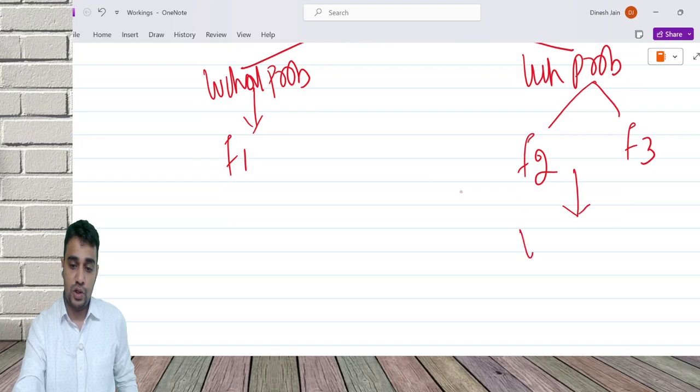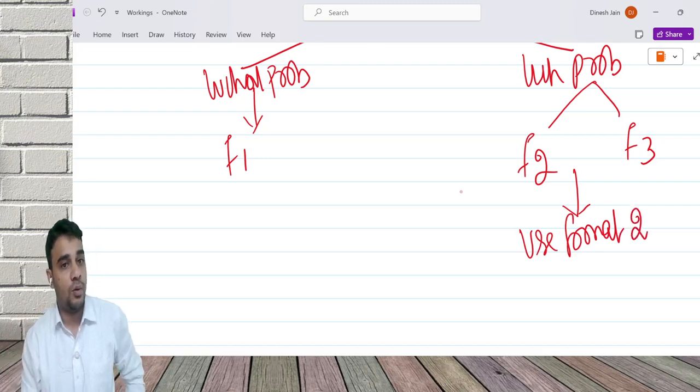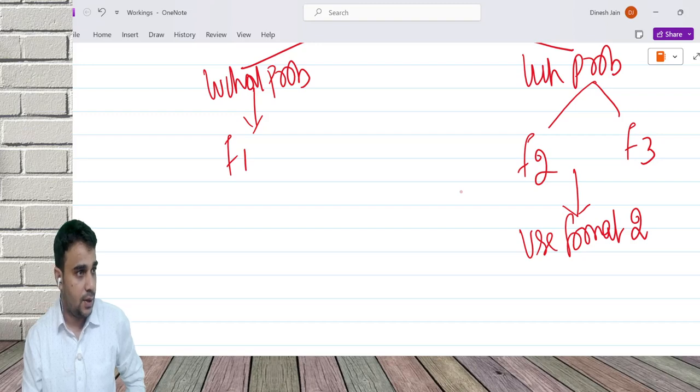Put arrow mark down. Use format 2. What is format 2? Format 1 had 5 columns. Format 2 has 10 columns.